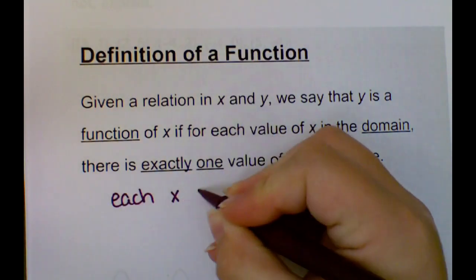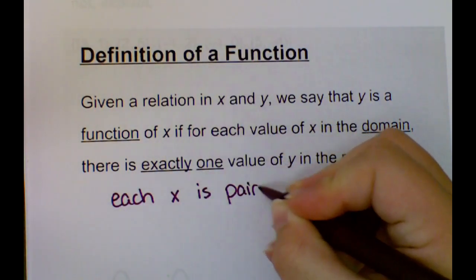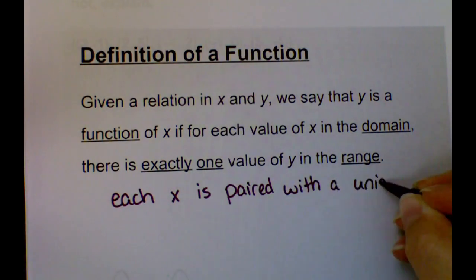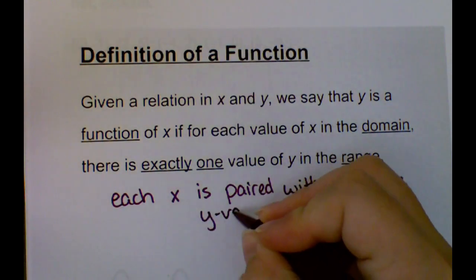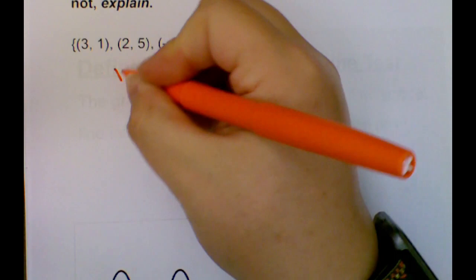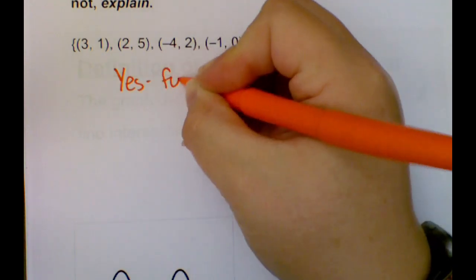Each x is paired with a unique y value. That means that no y's are repeated. So let's determine if this relation defines y as a function of x. Well, I look at my x values. All of those x values are different, which means no x value is mapped to two different y values. So yes, this is a function.